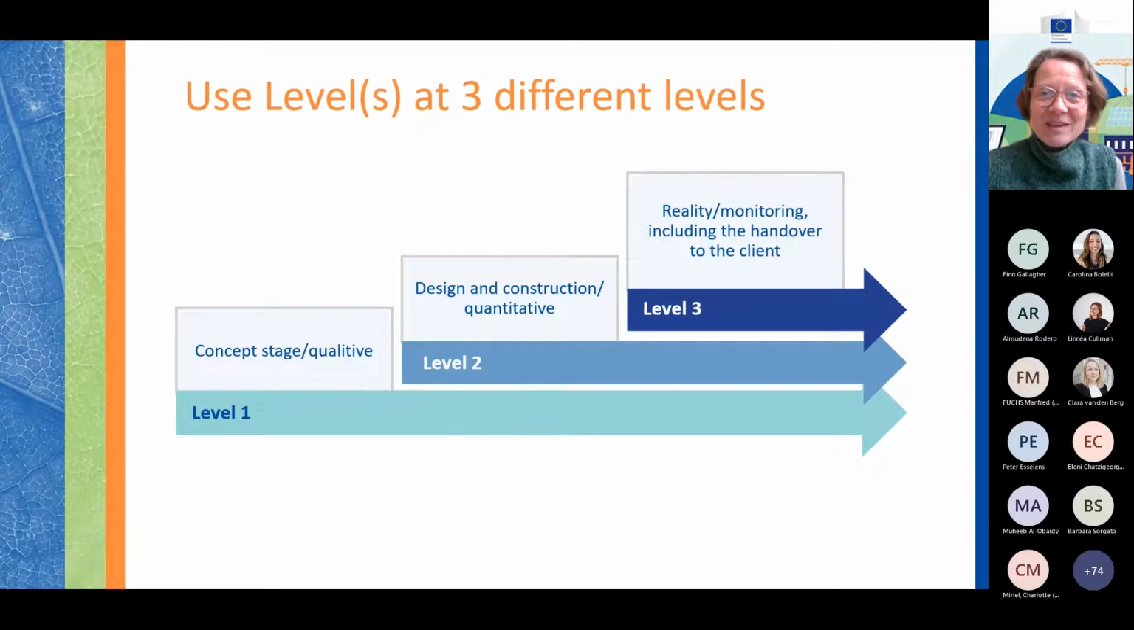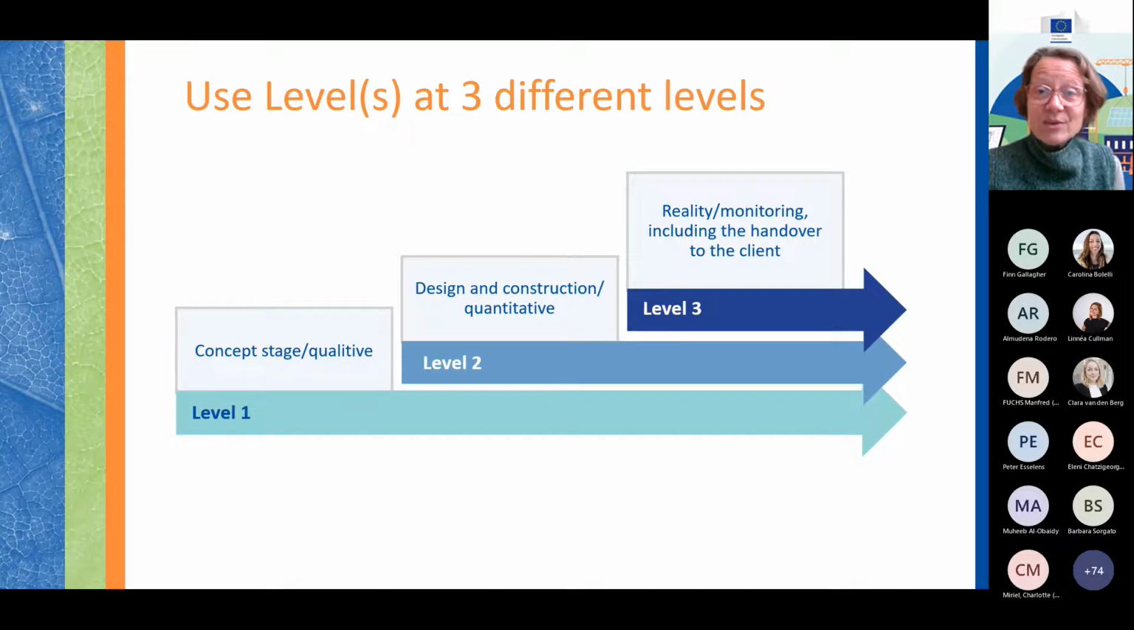Very important to know also when it comes to Levels is that we have developed this common language in such a way that you can use the different indicators at 3 different levels. What does that mean? It means that at level 1, you will be working with the indicator at a concept stage, and then you work with the indicator in a qualitative way, typically with checklists that Levels provides. This is a great way of focusing the conversation between the client and the design team in the beginning of a project to conclude on what are the sustainability objectives for this particular project.